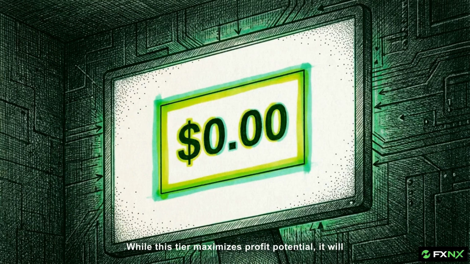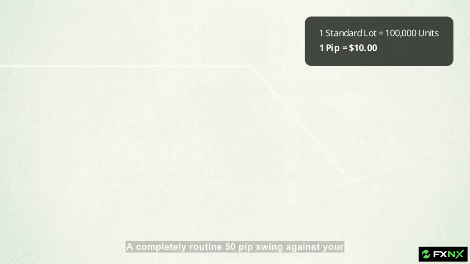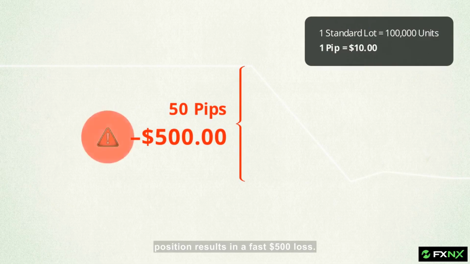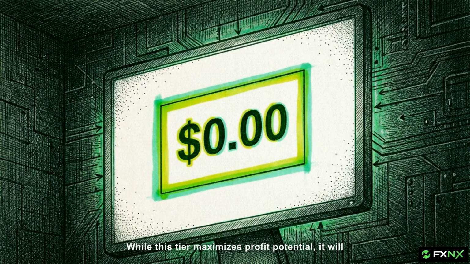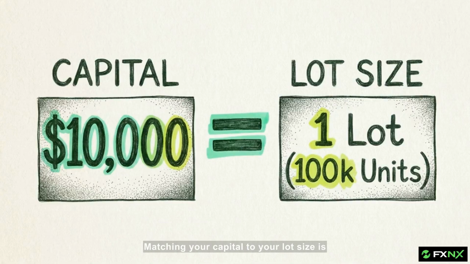This graphic shows the reality of that math. A completely routine 50-pip swing against your position results in a fast $500 loss. While this tier maximizes profit potential, it will instantly liquidate an underfunded account. Matching your capital to your lot size is a requirement that cannot be ignored.